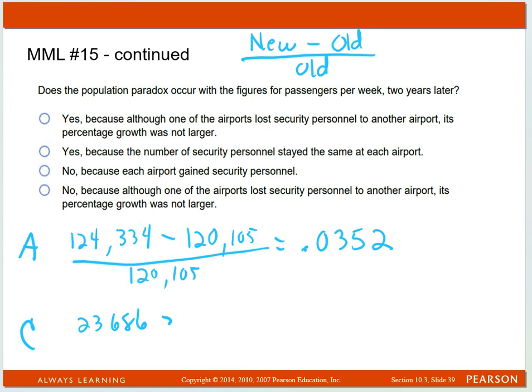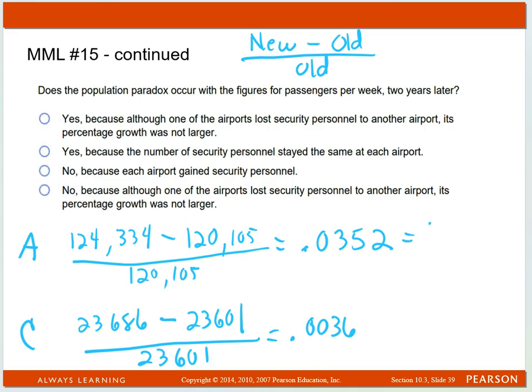When I do C's, 2 years later, C's population was 23,686 minus 23,601. And you'll divide it by the 23,601. That's a subtraction sign, right? 2 years later, that's the new amount. Go back to the old amount, previous 2 years. And when I subtract there, I get 0.0036.